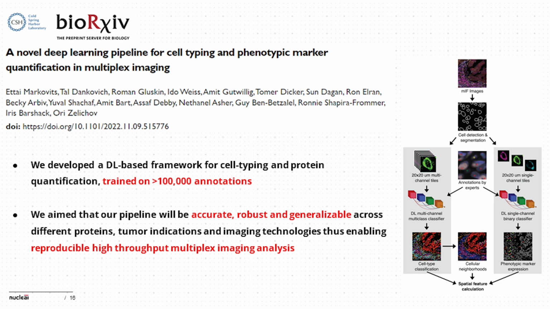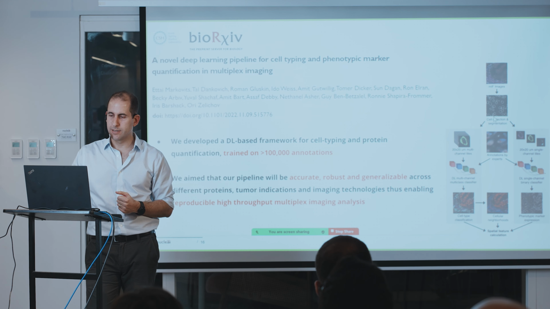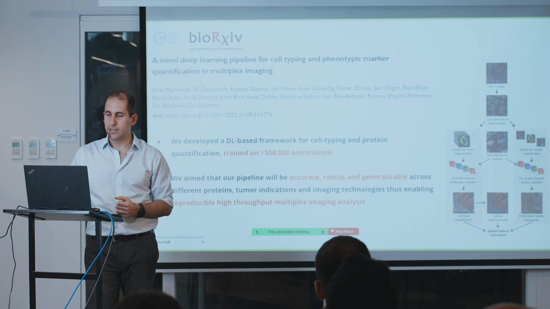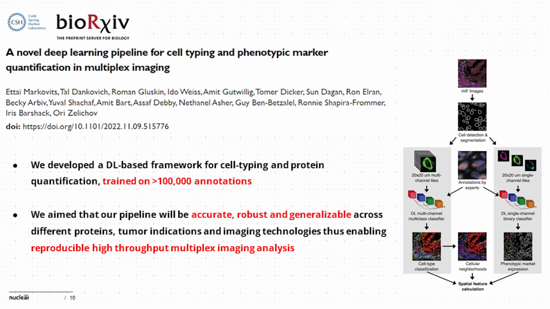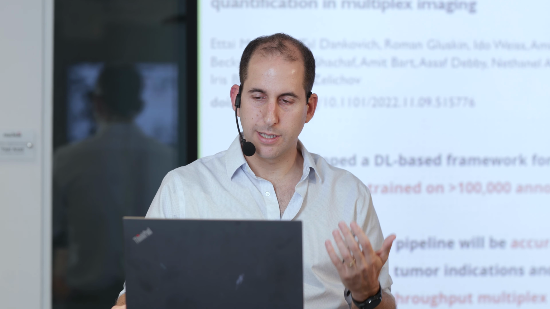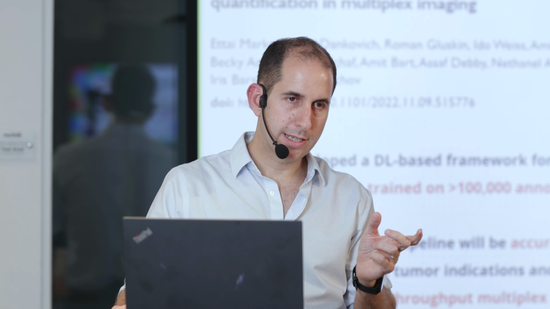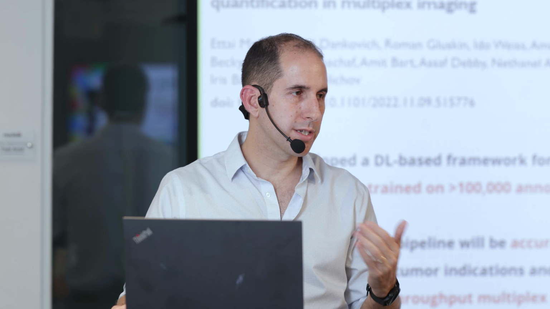As you can see here, we have actually two deep learning components that we trained. Once we do the cell detection and segmentation, that's the big difference between us and the mean intensity based methods. We don't use the cell segmentation. We crop a tile around the cell centroid, and then we can either take the multi-channel tiles and insert them into our deep learning multi-channel multi-class classifier, which can look at several proteins at the same time and decide on the cell type. Or we can decompose this multi-channel tile to single channel tiles, and then our deep learning single channel binary classifier for each single channel can assign a positive or negative prediction probability.